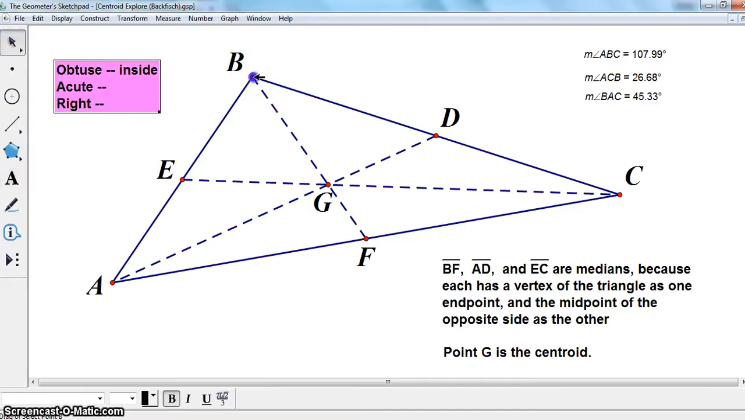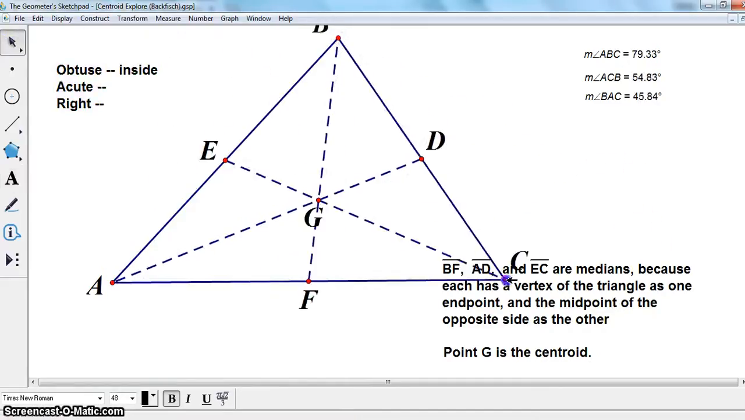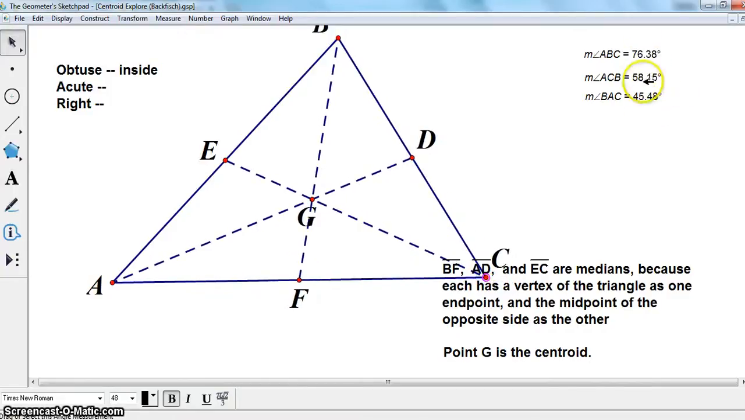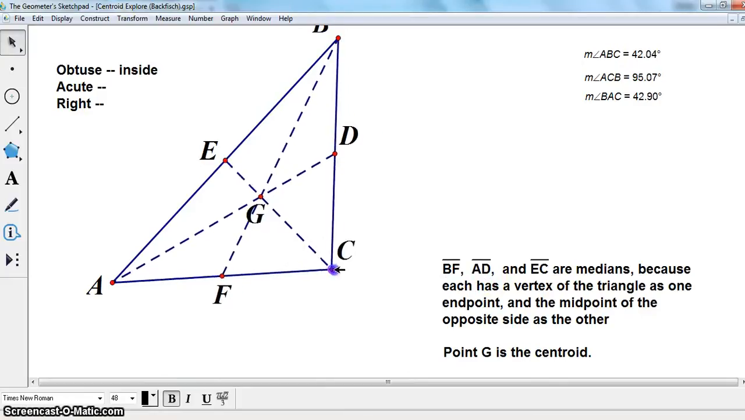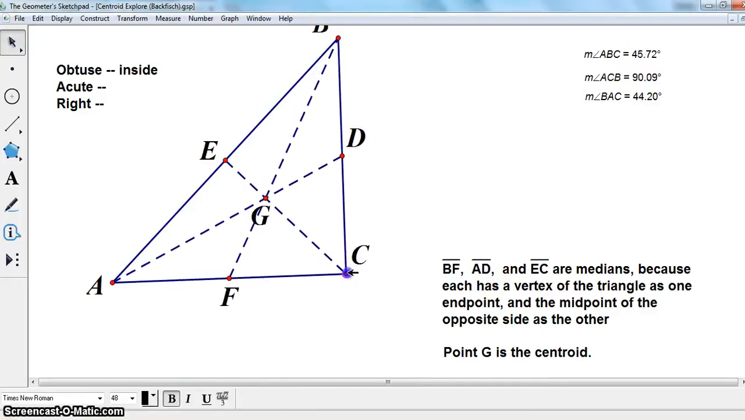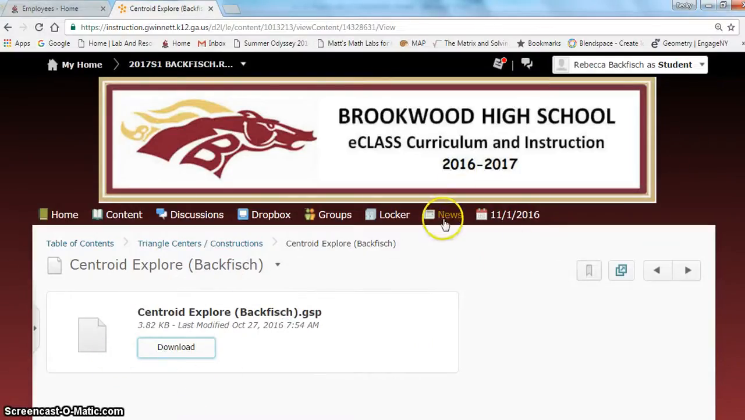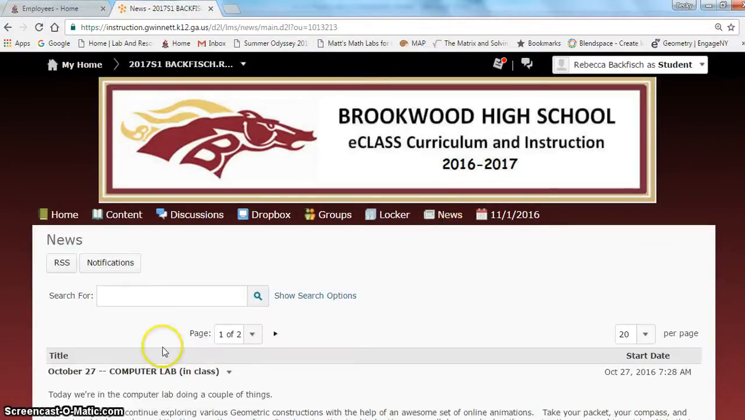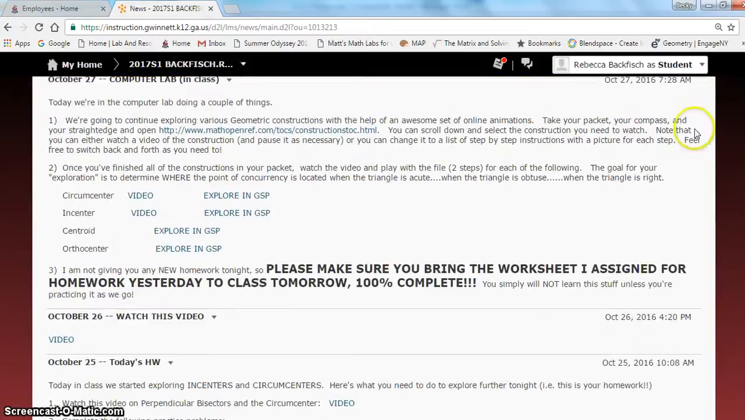So let's do that. If it's acute, let me move my angles to where they're all less than 90. G is still inside. How about a right triangle? Well, this is pretty close to 90. G is still clearly inside. It's not even close to being outside. So again, the centroid is always located inside the triangle, no matter what type of triangle it is in terms of acute, right, or obtuse. So look for the row on your chart that says centroid. And make sure you put inside, inside, inside.